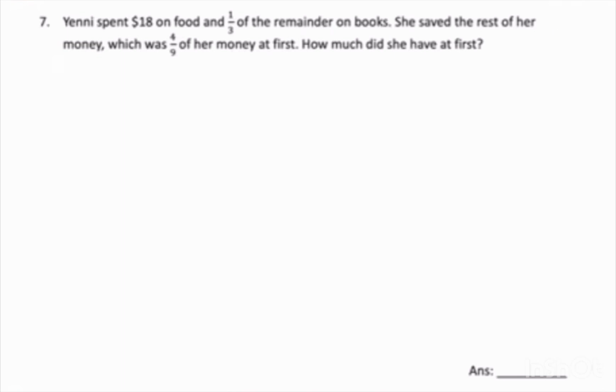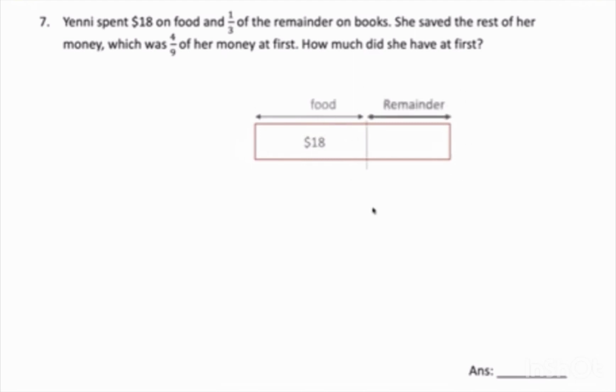Okay, this is how I do it. First, I'll draw a bar model representing all of Yanni's money, cut out $18 to represent the food Yanni spends on. Then the rest is the remainder. I indicate clearly. I'll redraw the remainder into 3 parts because of this. Okay, this statement, 1/3. So 1/3 is here to buy books. The rest is left. And it says 4/9 of her money at first. So this is equal to 4/9 of her money. So total is 9 units. All this is 9 units. This yellow box is 4 units.